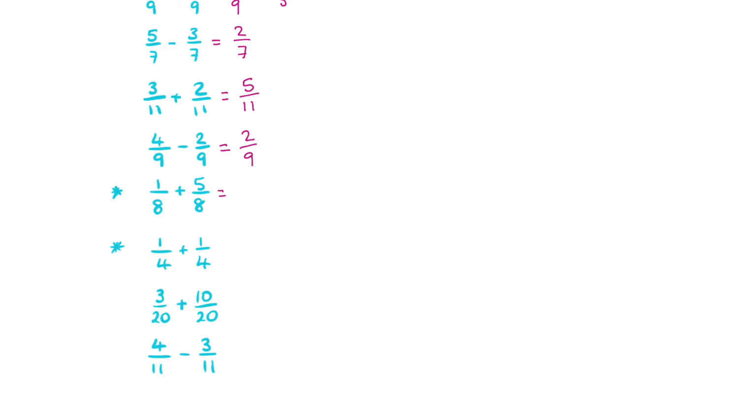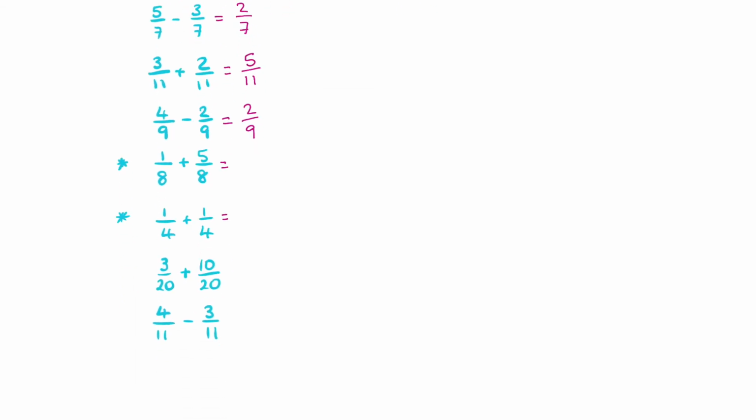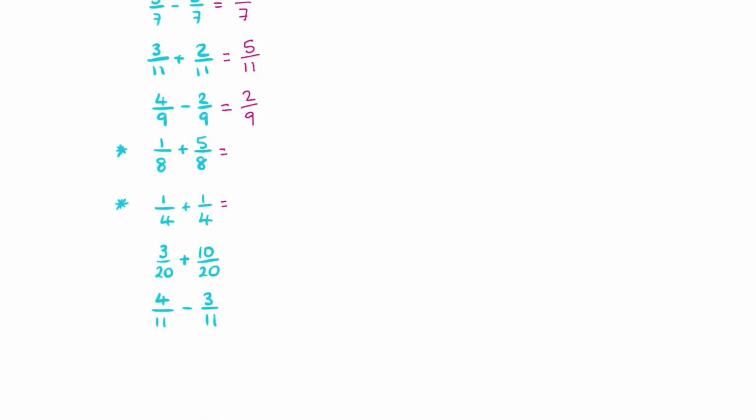Now, I've starred these next 2 because these are ones like the one that we looked at here, where you have to simplify the answer. Now, a question won't usually tell you which ones have to be simplified and which don't. You have to work that out for yourself, okay? But we'll do that together just now. So 1/8 and 5/8. So if you've got 1 and 5, you've got 6/8. And if we look, 6 and 8 are both in the 2 times table.